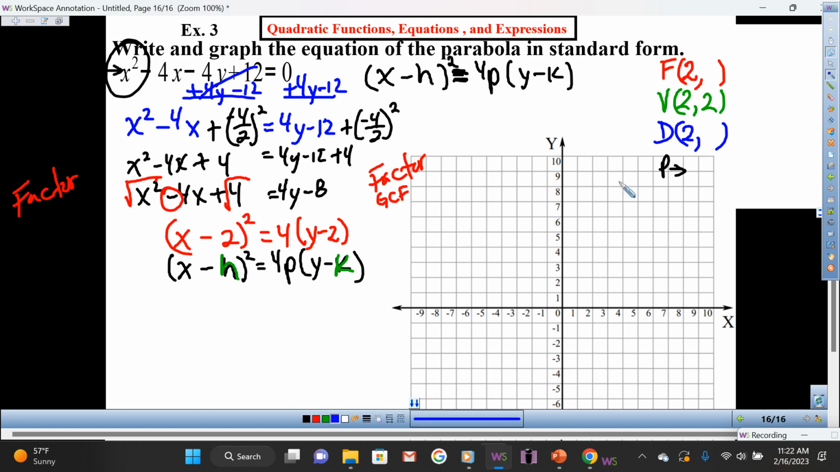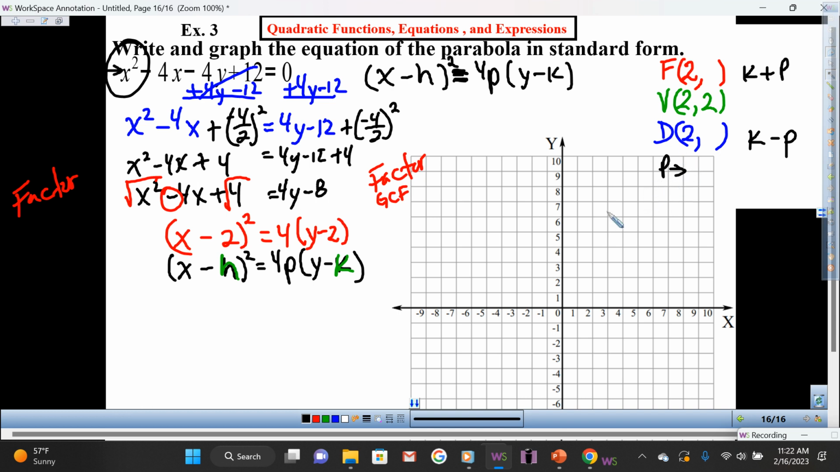I want you to write right here k plus p, and here k minus p. Why do you say that, Mr. Q? Well, isn't this the vertex? It's right in the center, right? The focus is always p distance up, and the directrix is always p distance down. Is that correct? All right. So with that said, we need to know what that distance is.